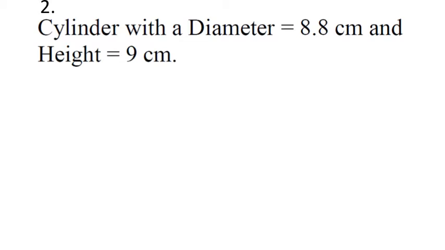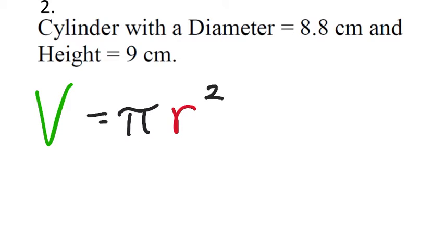And what do we see on this one? Let's look at the formula first. Volume, this is a cylinder. Volume should equal pi times the radius to the power of 2, but then multiply that by the height. And what values did they give us on this one?